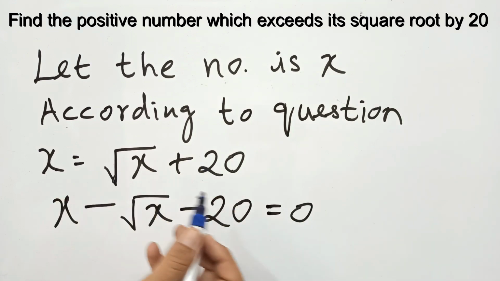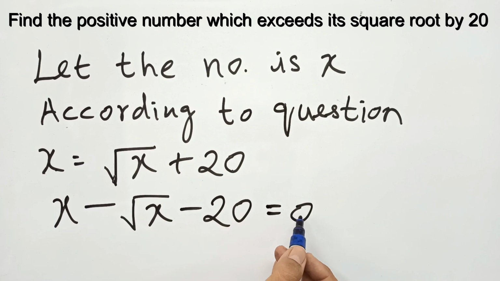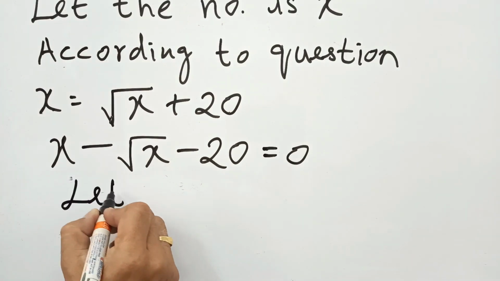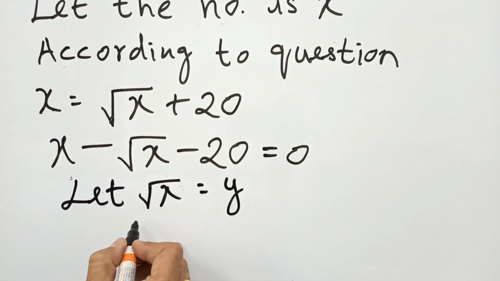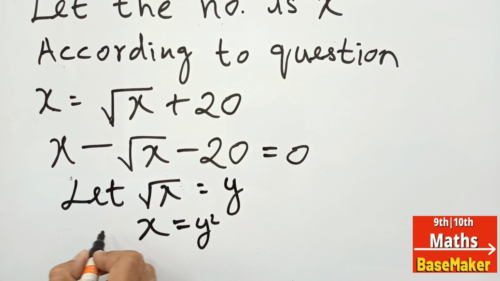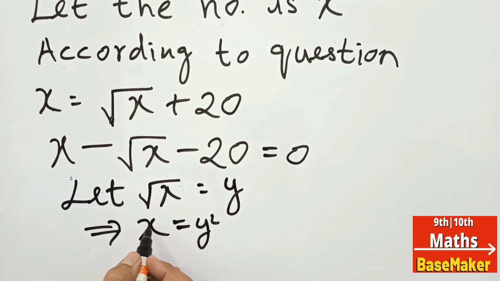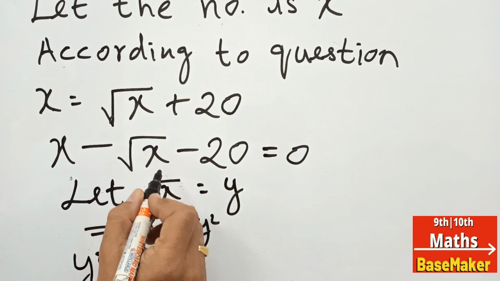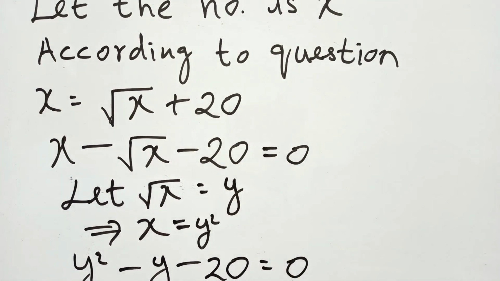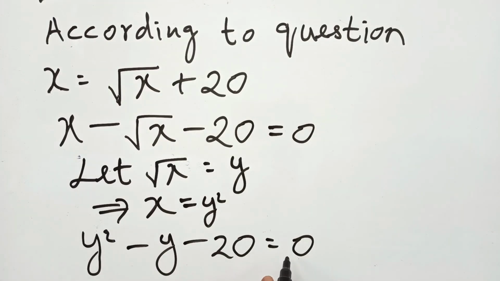We should fit all the numbers on the left hand side, and the right hand side is equal to 0. Now let us suppose root x is y. Squaring both sides, x will be y square. Now let us put y square instead of x, and y instead of root x, minus 20 is equal to 0. Now it becomes a quadratic equation. Let us solve this.